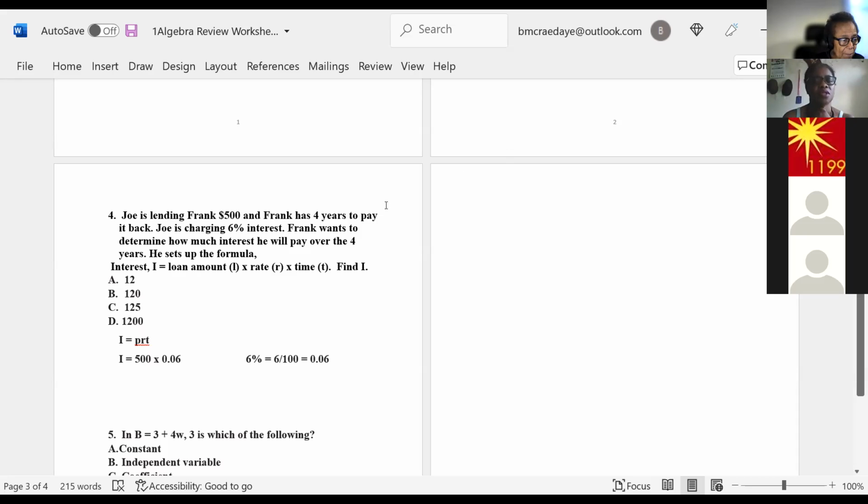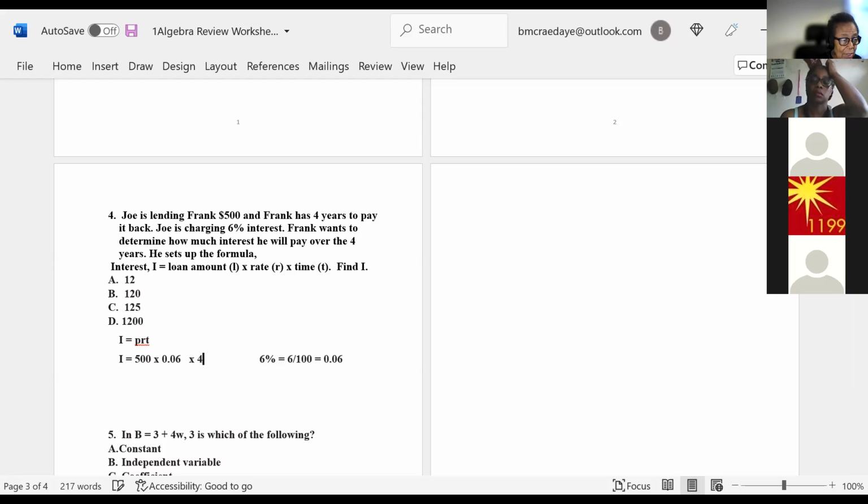If the principal is 500 times the rate, and we had to convert that to a decimal, 6%, times the time, which was 4 years, you multiply everything. The time is always in years. So if it's not in years, you have to convert it to years. So 500 times 0.06 times 4.